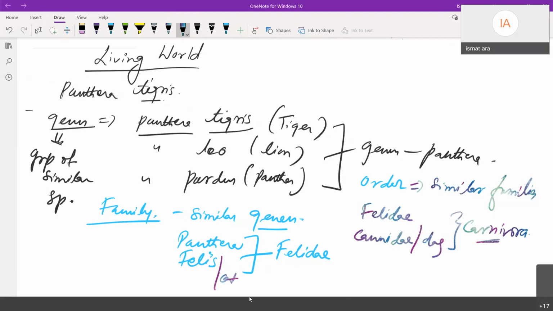So more examples. From this you will get questions in your NEET. You have to remember all these things. These are important for your NEET. So you have to remember.